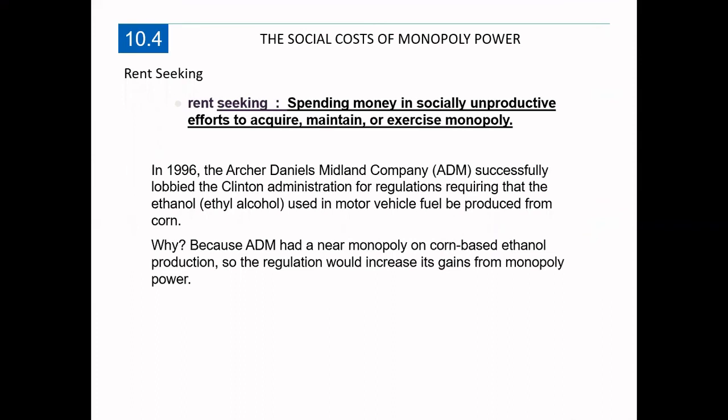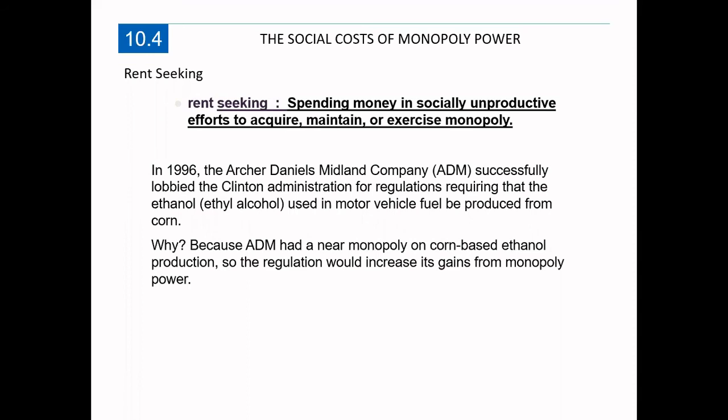What is the meaning of rent-seeking? Spending money in socially unproductive effort to acquire and maintain exercise of monopoly. I want to maintain being the only producer. I want to maintain the high profit. So rent-seeking means spending more money in socially unproductive efforts. What do you mean by unproductive? It means I'm not developing, I'm not changing the product, but I just want to exercise monopoly. I pay money in order to control.